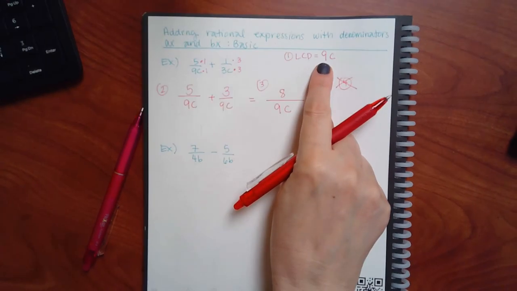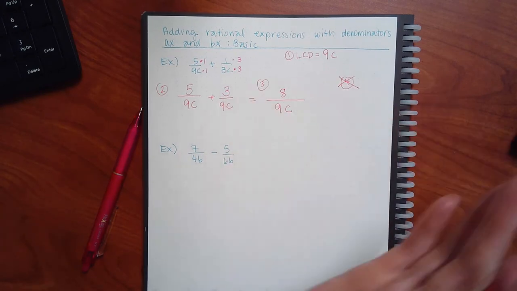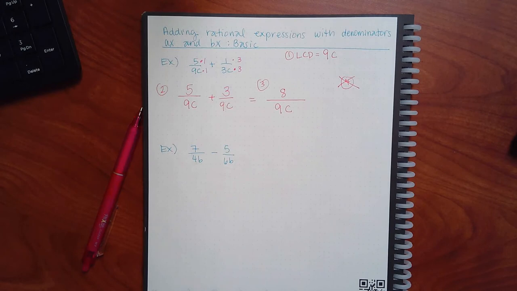I could have also used 81C squared, and that would have worked as well. But then I would have had a lot of reducing to do at the end, okay? So this is just the least of the big guys.